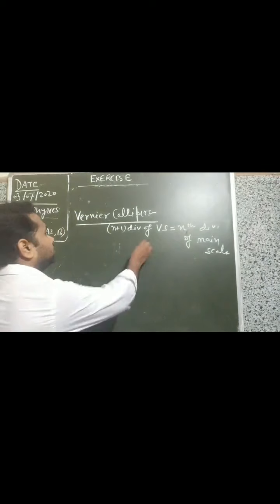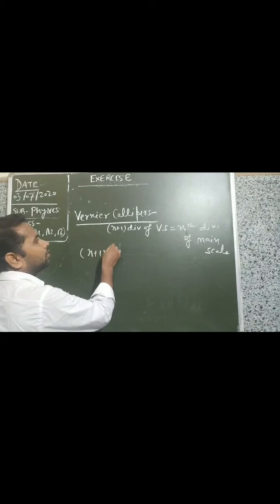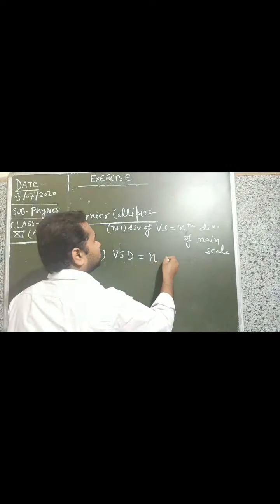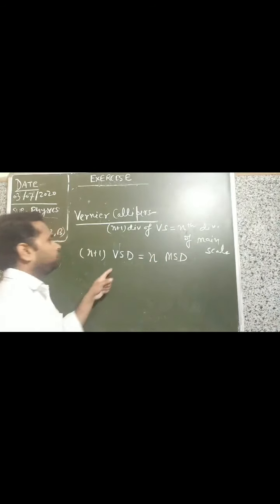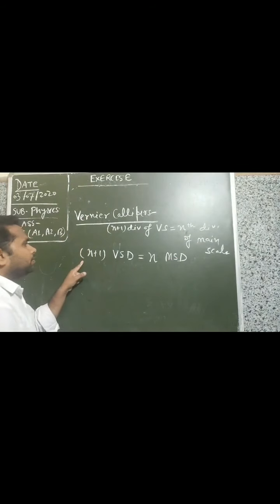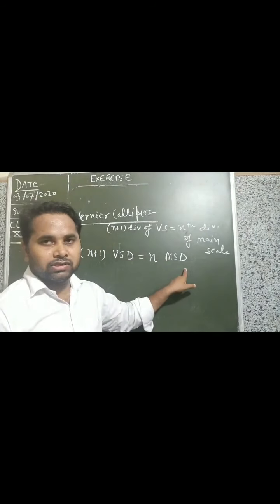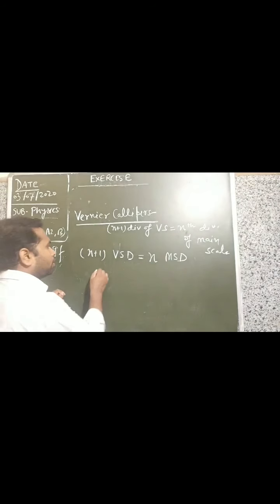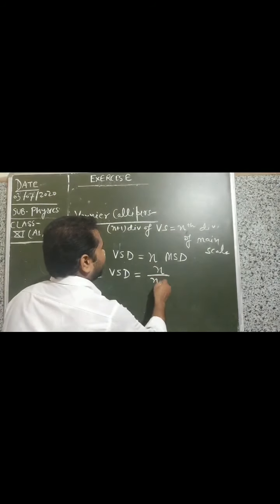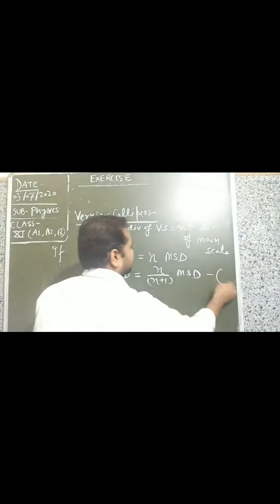Or you can write it in this way: n+1 Vernier scale divisions equal n main scale divisions. VSD is Vernier scale division, MSD is main scale division. So if n plus 1 VSD equals n MSD, then 1 VSD, one Vernier scale division, equals n upon n plus 1 MSD. First equation.